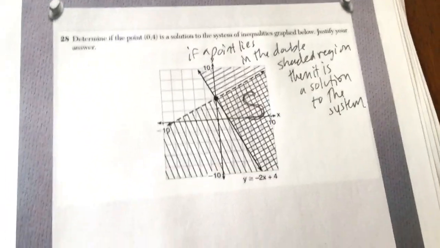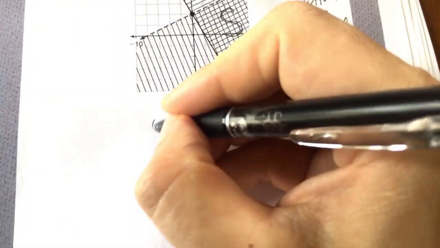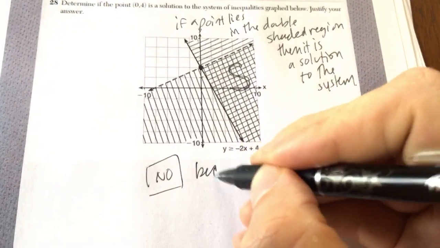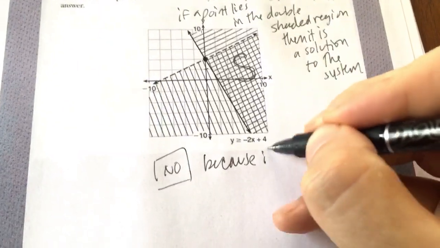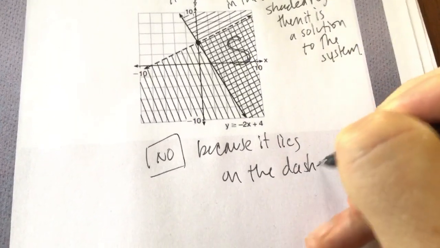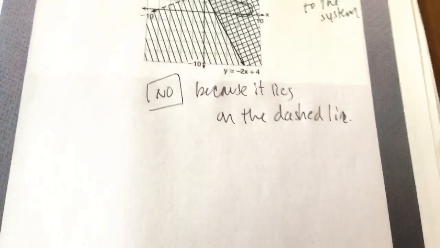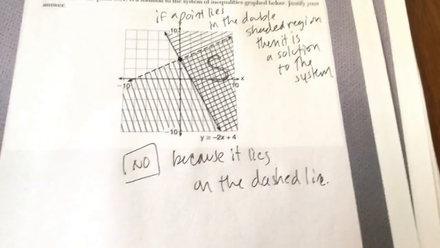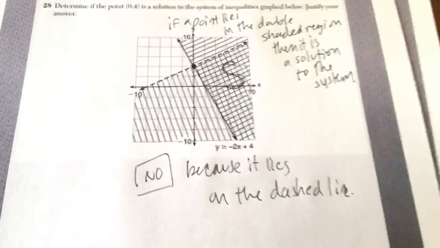So, determine if the point (0, 4) is a solution. I'm going to say no. And then you could say because it lies on the dashed line. Remember, if it lies on the dashed line, it's not a solution.